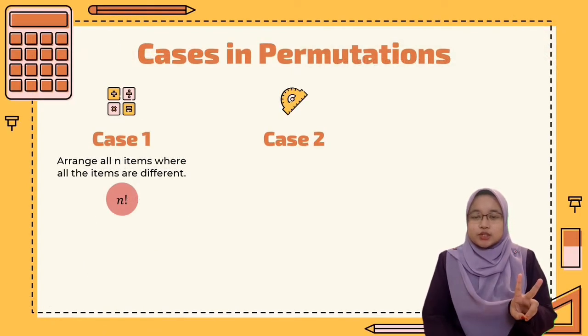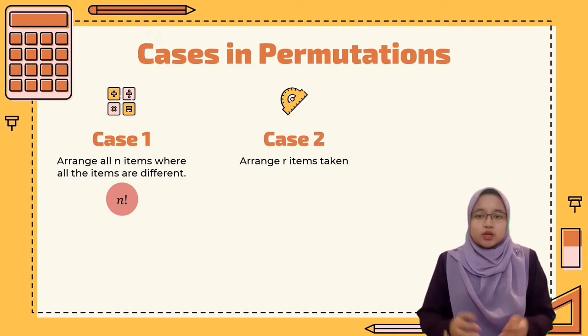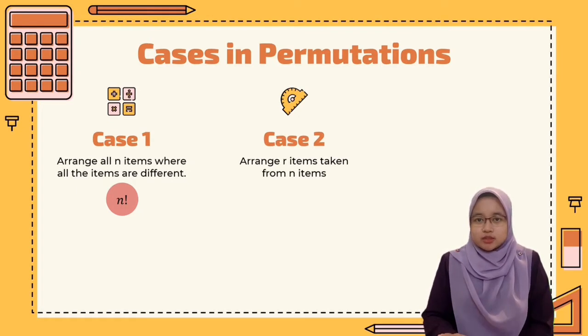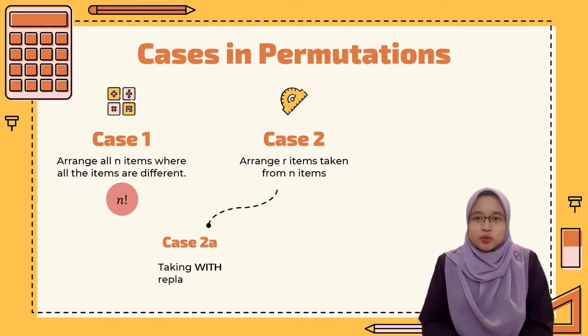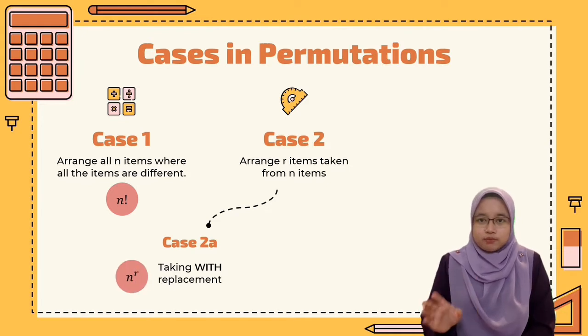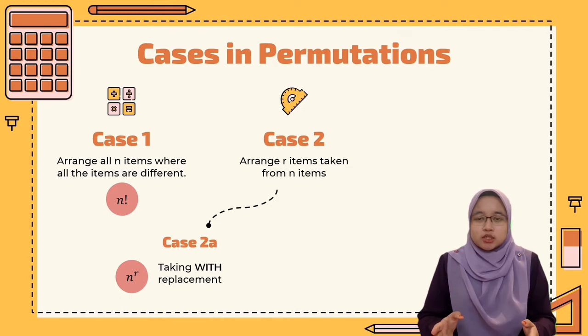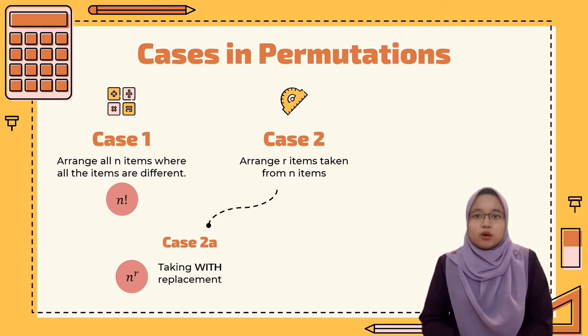Case number 2 is when we have n items and we want to arrange only some of the items, let's say r. Case number 2 is divided into 2 cases. Case number 2A is when we take the items and we put them back, which we call taking with replacement, and the number of ways to arrange this is given by n to the power of r.